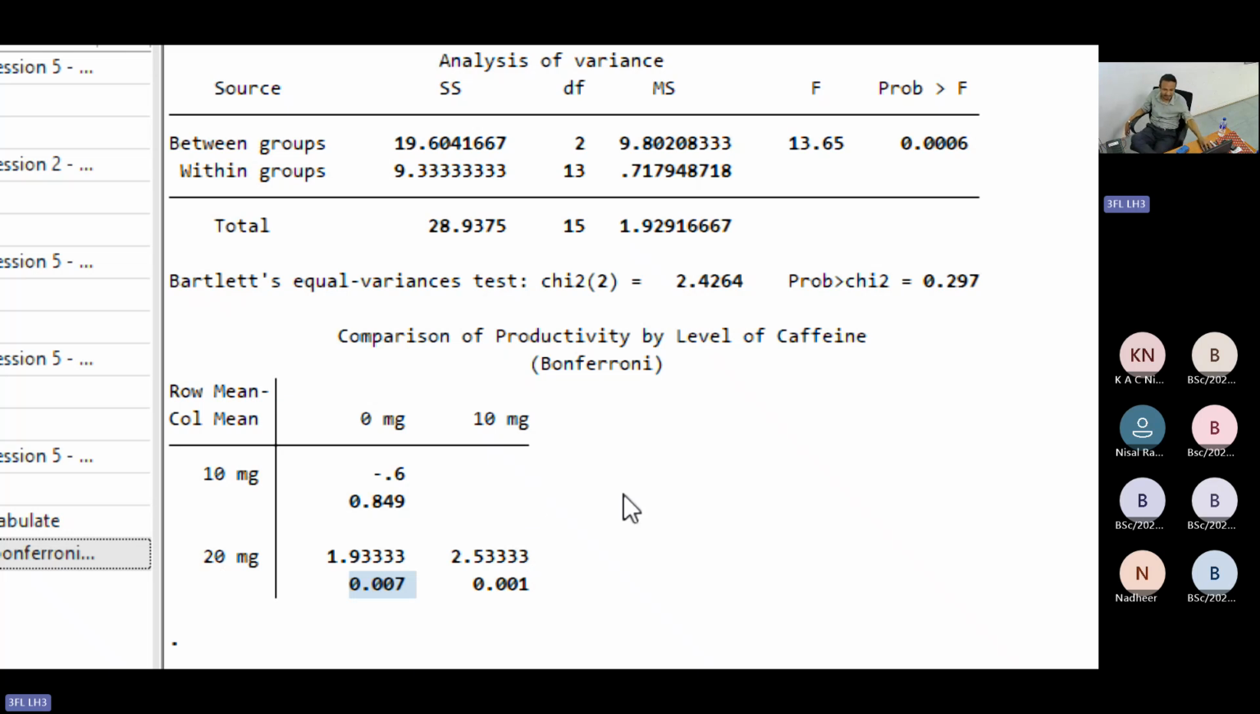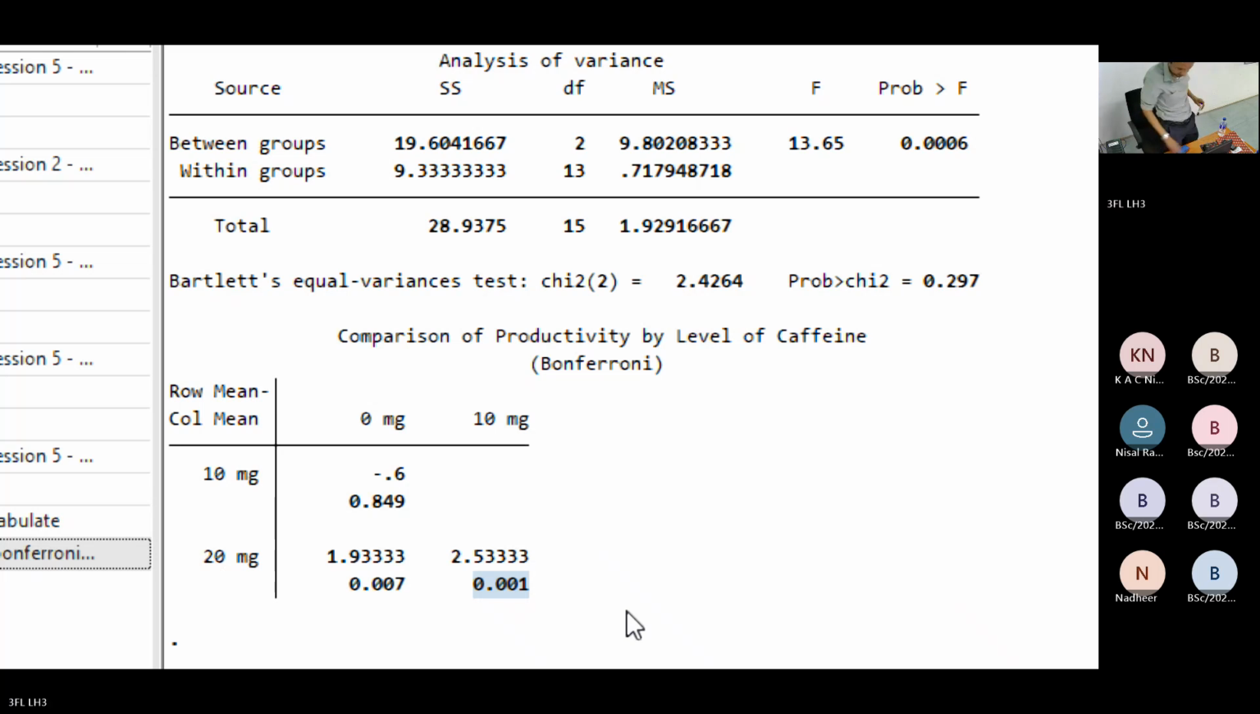How about the next one? 10 and 20. The difference is 2.5. What's the significance level? 0.001. Is it significant? Yes, it's also less than 0.05. So those two combinations are also significantly different. The 20 milligram and 10 milligram groups are significantly different.